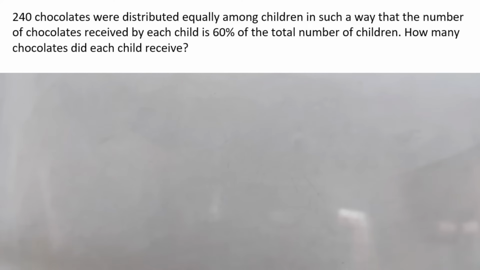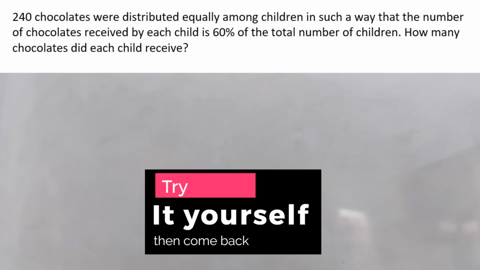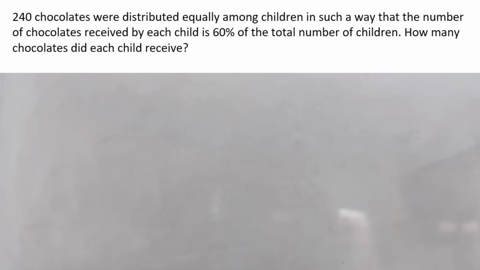Well, next one. 240 chocolates were distributed equally among children in such a way that the number of chocolates received by each child is 60% of the total number of children. How many chocolates did each child receive? I think you have already paused the video and you're already trying. Very good. Keep it up. And congratulations to all of you if it's already done. If it's not yet done, no need to worry.